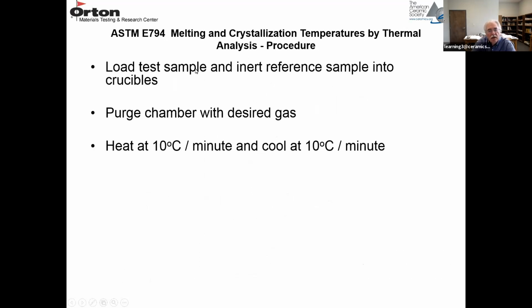So you simply load the test sample and the inert reference sample of known weights into the crucibles. You can use a platinum crucible. You can use alumina crucibles, which are going to be disposable. Platinum crucibles can be cleaned. You purge the chamber with the desired gas phase if you want to. Otherwise, you can use air for oxidizing. You don't have to run a gas through it.